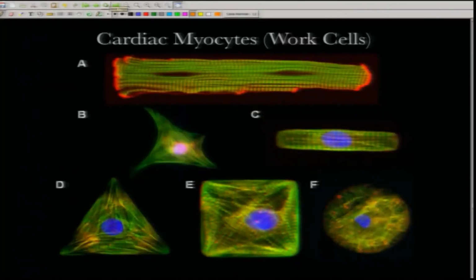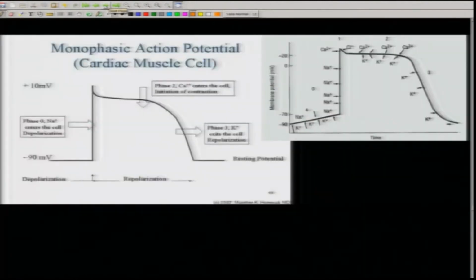Now this is how the cardiac myocyte cells look, with all these striations. They look really beautiful, and these are in a dish. If you see the action potential of the cardiac myocyte, it starts from -90. This is that whole sodium phase, followed by a calcium influx, followed by the potassium. So this is what is happening: sodium entry, followed by calcium entry, followed by potassium exit, and further potassium entry, which is happening here.